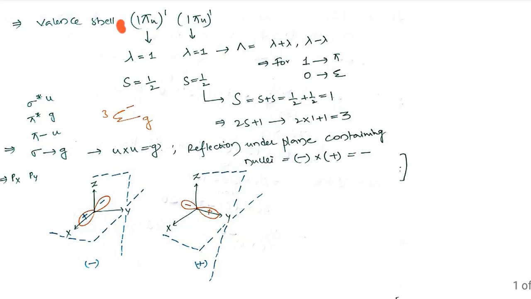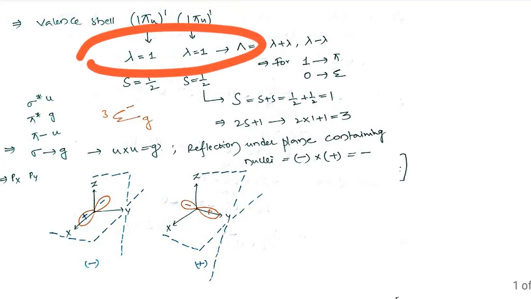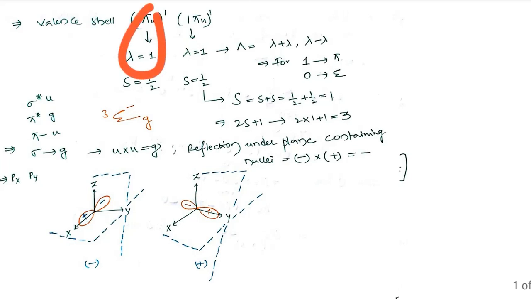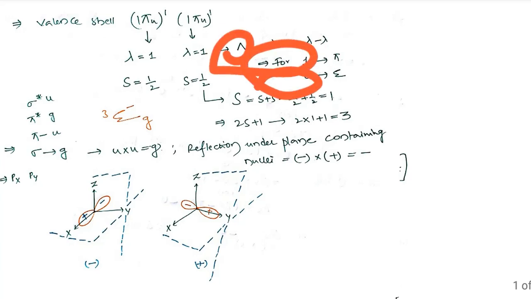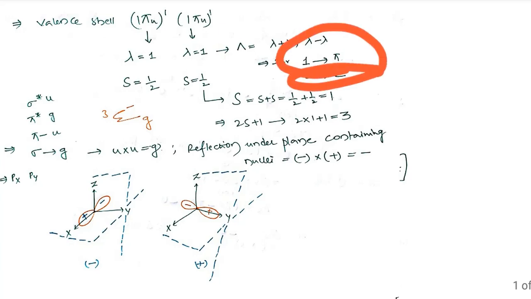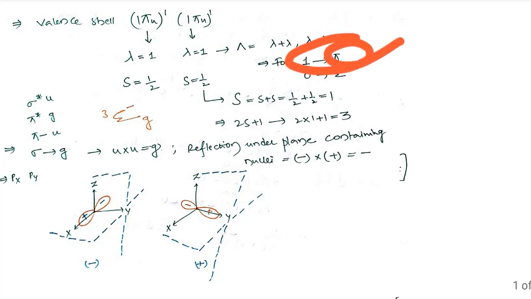So here we have 1πu1 and 1πu1 as the valence electron shell. The first thing we need to find is lambda. For the first one, λ is equal to 1, and here λ is also equal to 1. Now the total angular momentum, capital Lambda, we can find using the range from lambda minus lambda to lambda plus lambda. For those two expressions we get 1 and 0. So capital Lambda may be 1 or 0. If it is 0, that indicates a sigma term; if it is 1, that indicates a pi term.